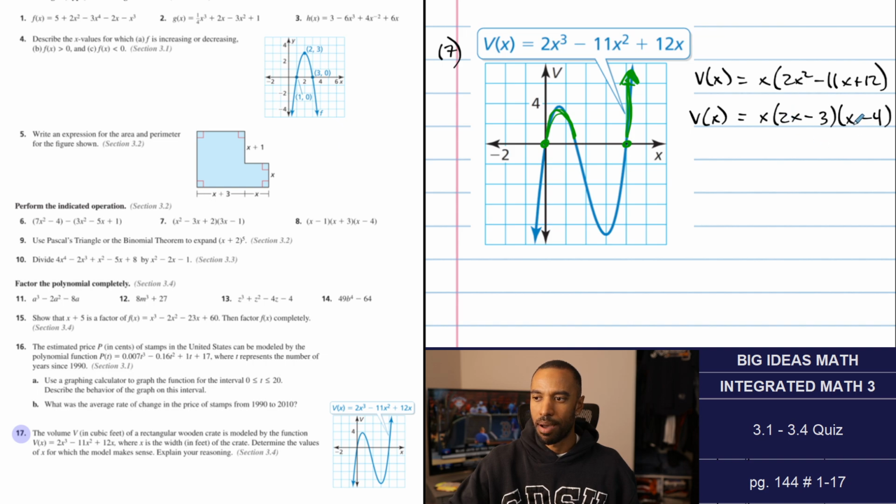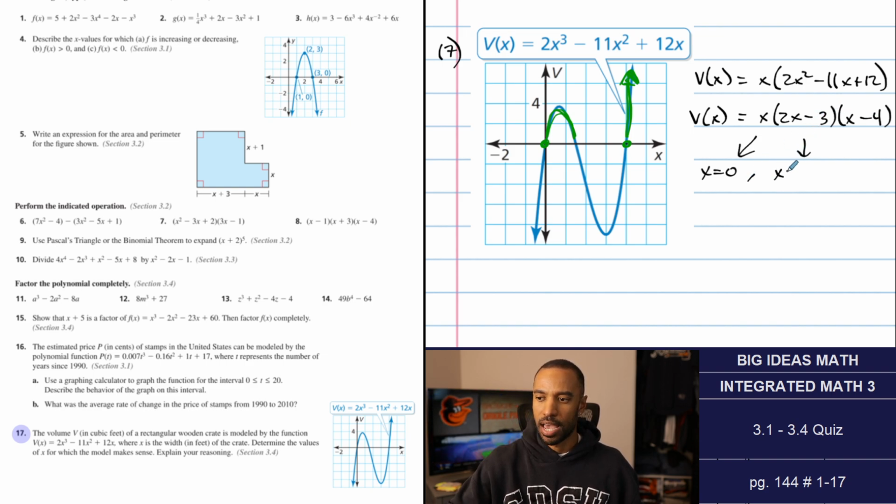This is 2x squared minus 8x minus 3x. Yep. And then plus 12. So this is the best factorization of it. And therefore we have x-intercepts of 0. Add 3 and divide by 2 to both sides. You get 3 halves. That is 1.5. And then this last one here is 4.